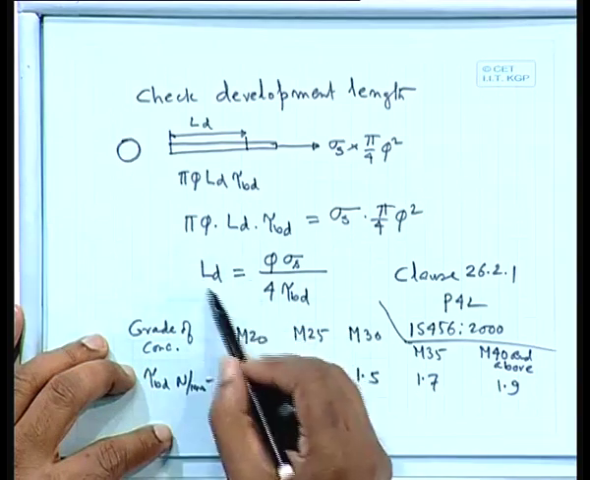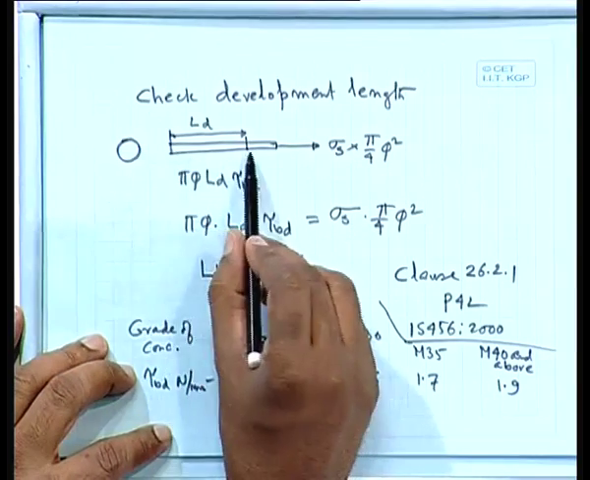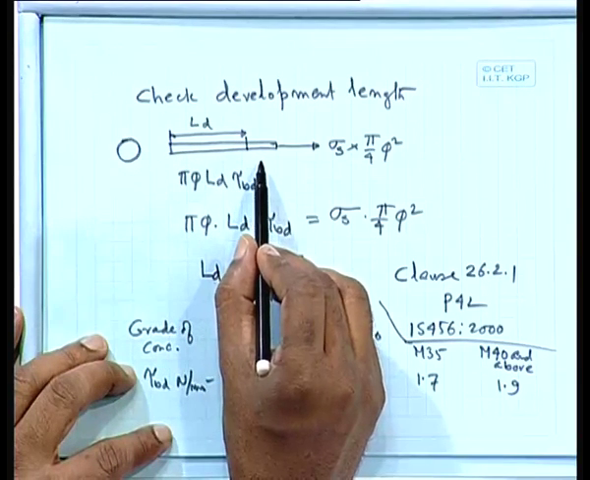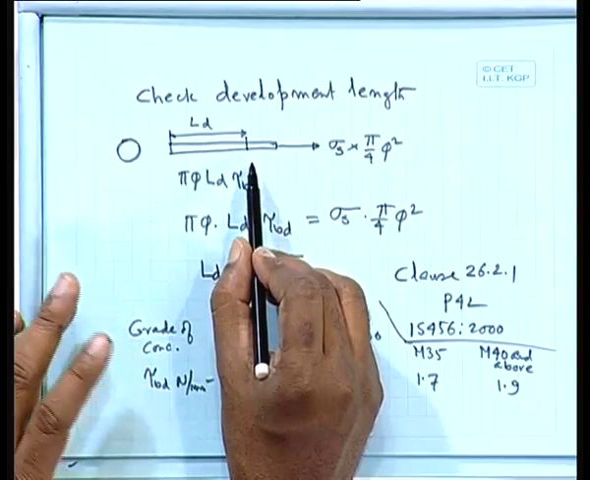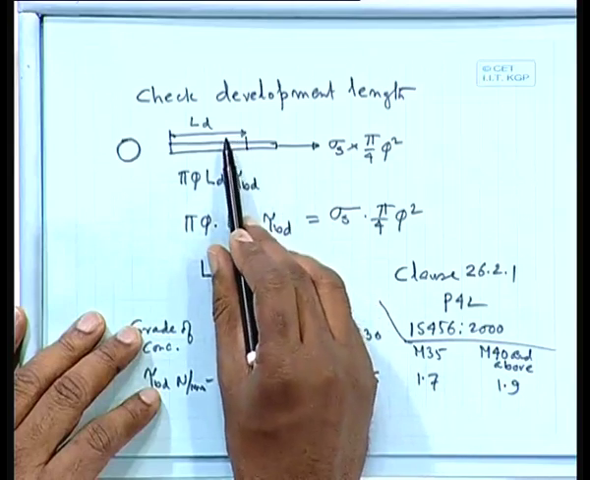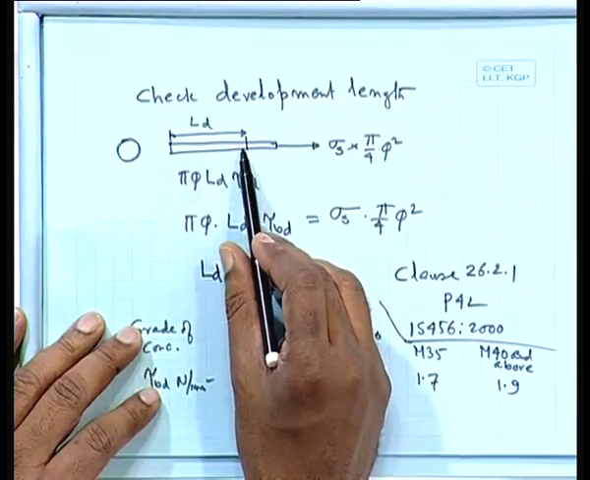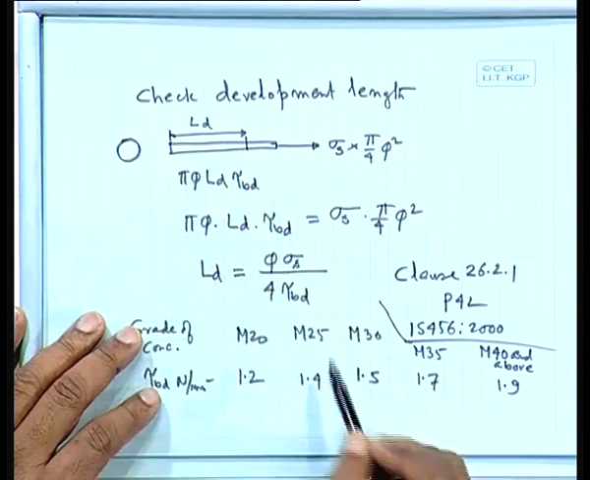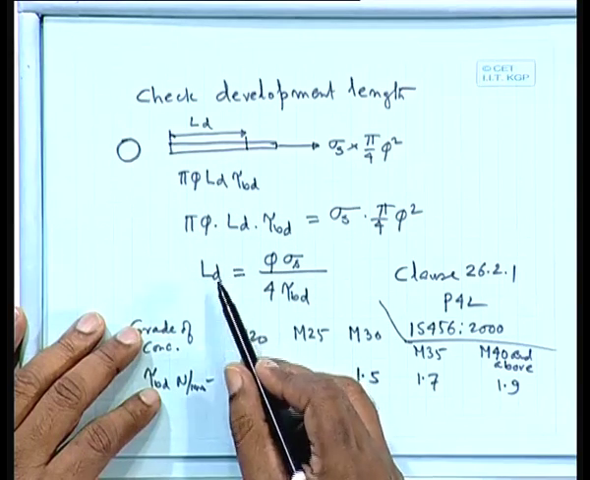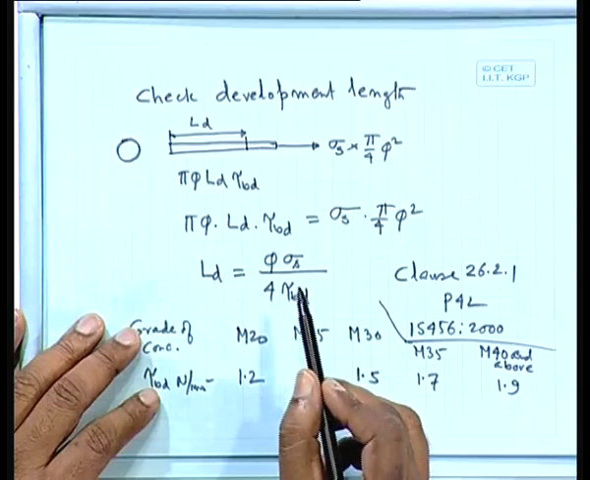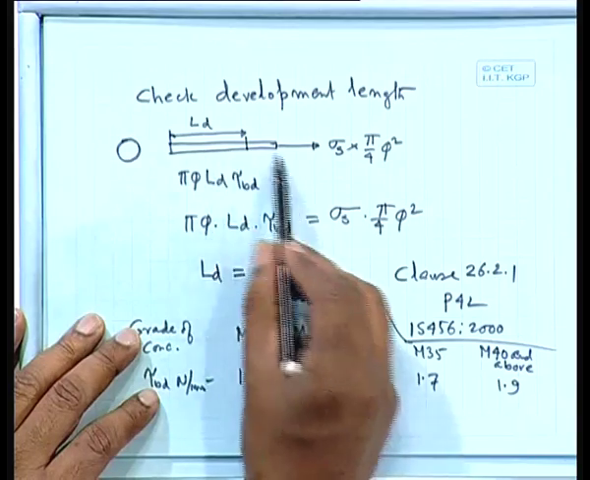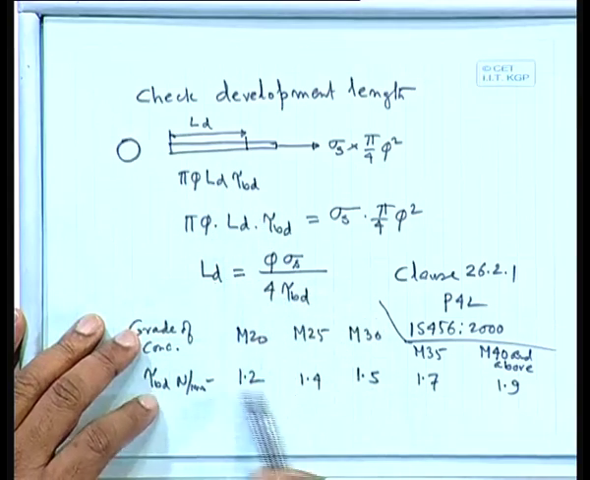Now, this is valid because the surface we have taken is plain, not the ribbed one, the deformed bar. So what is the code saying? For deformed bar you increase the bond stress by 60%, whatever LD you get. So that means LD will be reduced. For plain bar, mild steel bar, whatever you get, the bond stress will be increased by 60%.